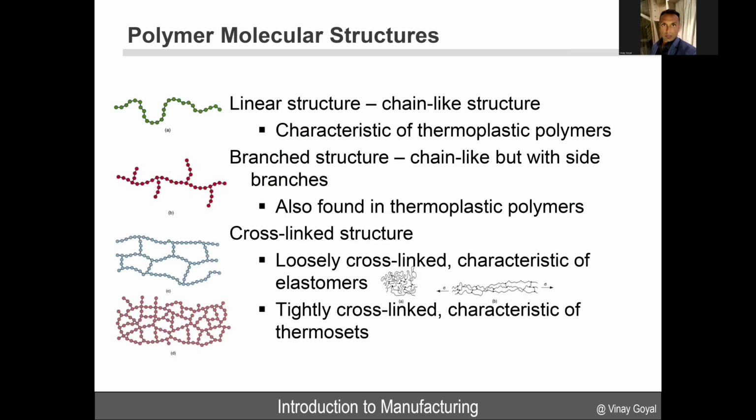So if you look at the polymer molecular structure, in A, you can see a linear structure, which is a chain-like structure. They're characteristic of thermoplastic polymers. Branched structures, which are chain-like but with side branches, also found in thermoplastic polymers. And then cross-linked structures, which are loosely cross-linked, characteristic of elastomers. And then here at the bottom, you have tightly cross-linked, which is characteristic of thermosets. And the loose cross-linking allows the characteristics you see of elastomers.